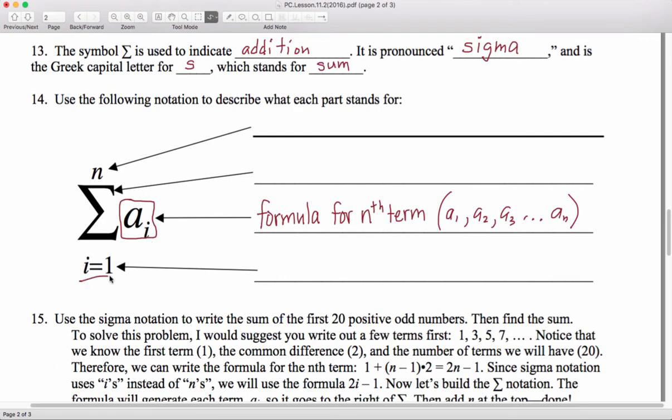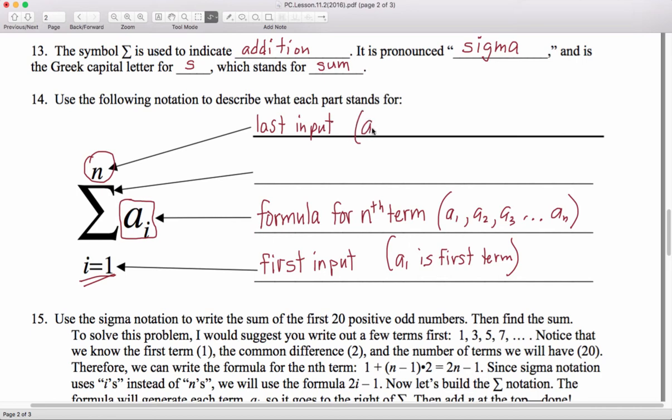So down here then, when it says i equals 1, this is the first input. So according to this notation, the first input will be 1. So that just means if the first input is 1, then a sub 1 is going to be the first term of this series. And then this number on the top is your last input. In other words, a sub n is going to be the last term in this series.